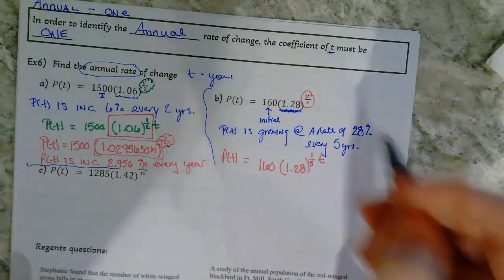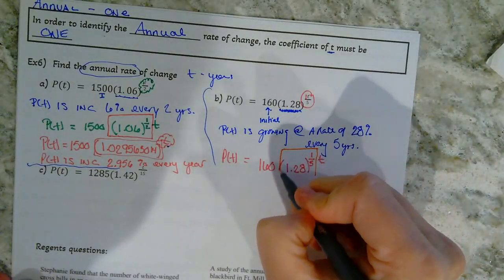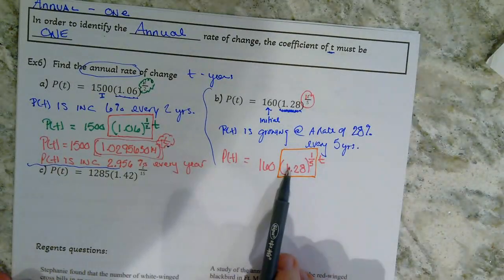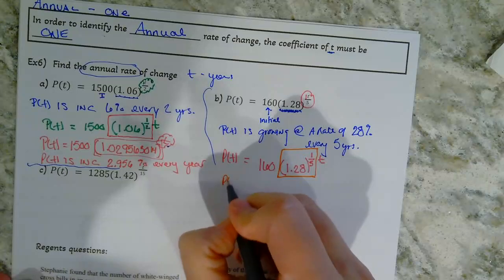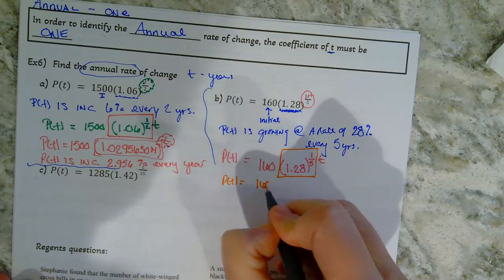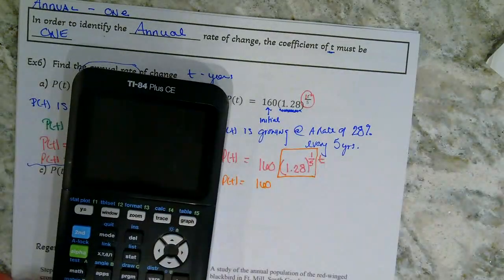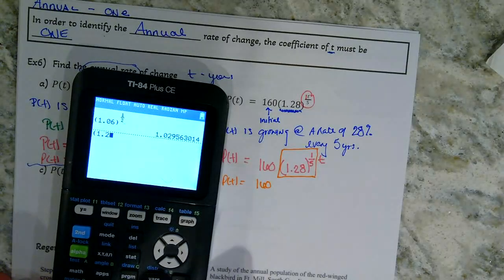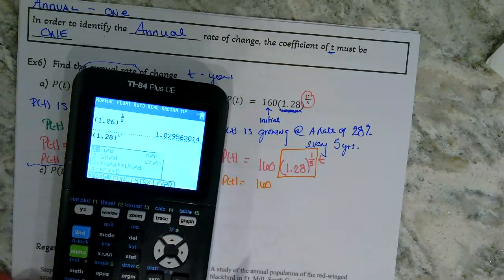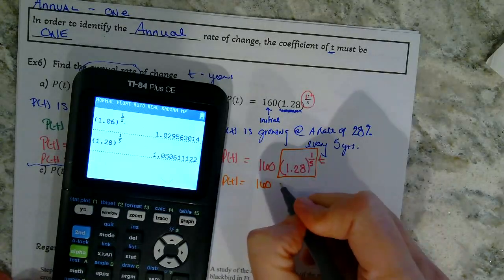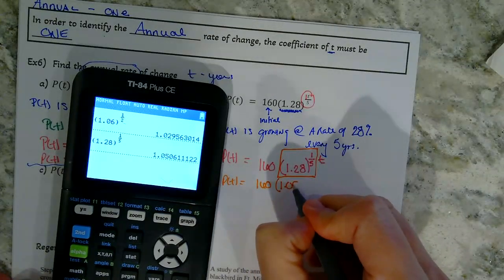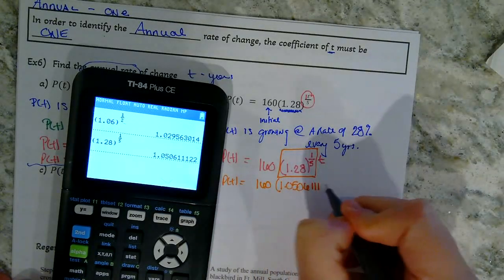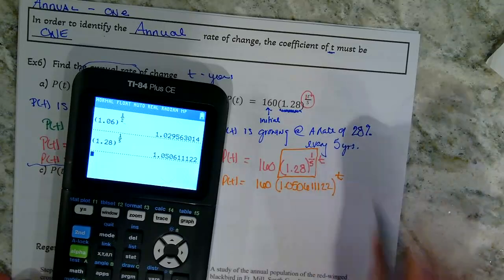Okay, so now grab your marker, pen or whatever, box this in. We need to figure out 1.28 to the 1/5. Okay, so I'm using my calculator. I'm going 1.28, whoops, raised to the 1/5. And I am getting 1.050611122 raised to just the t power.